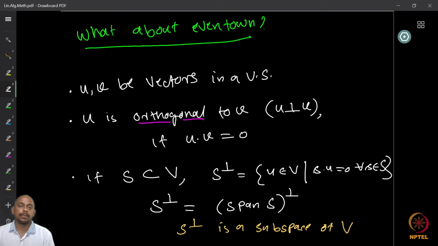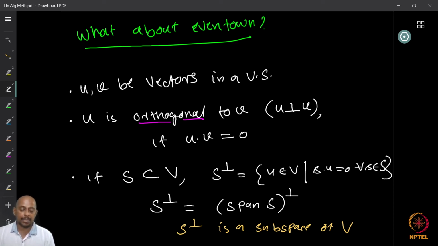Now, going back to Eventown, we want a few more tools from linear algebra to be able to look at this. So let us say that u and v are vectors in a vector space. We say u is orthogonal or perpendicular to v, and we write it as u perp v, if the inner product is 0. So the inner product being 0 means that the vectors are orthogonal or perpendicular.